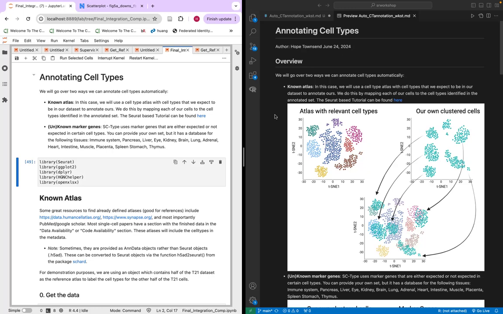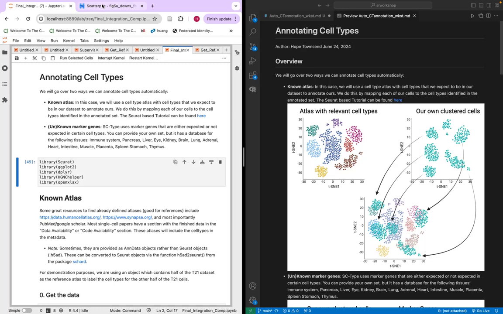One is using an already curated atlas. So single cell is still new, but there have been a lot of efforts into making atlases, where people have already really thoroughly analyzed single cell data, really thoroughly annotated what the different cell states and cell types are, and have provided them to other people so that they can take our own data and map it onto these atlases to get an idea of, okay, our cells in this cluster are very similar to their cells in this cluster. Therefore, they're likely of the same cell state or cell type.